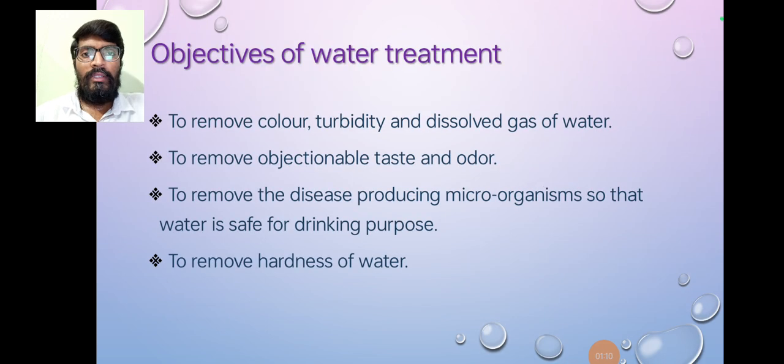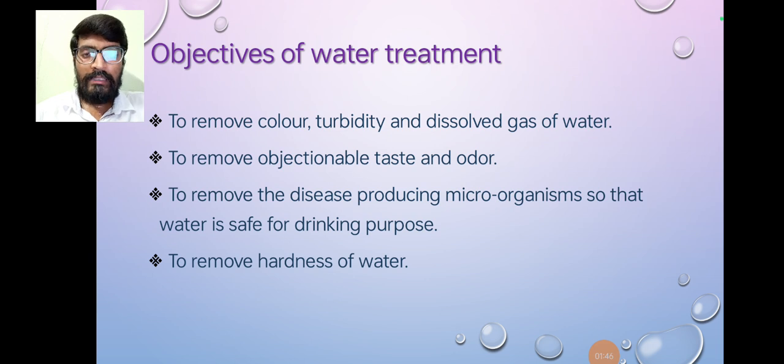In this treatment, first of all, what are the objectives to be achieved from water treatment? First, to remove the color, turbidity and dissolved gases of water. Color is due to the presence of colloidal particles, and turbidity is due to the presence of suspended solids. The suspended solids' particle size varies between 10 to the power of minus 1 to 10 to the power of minus 3 mm.